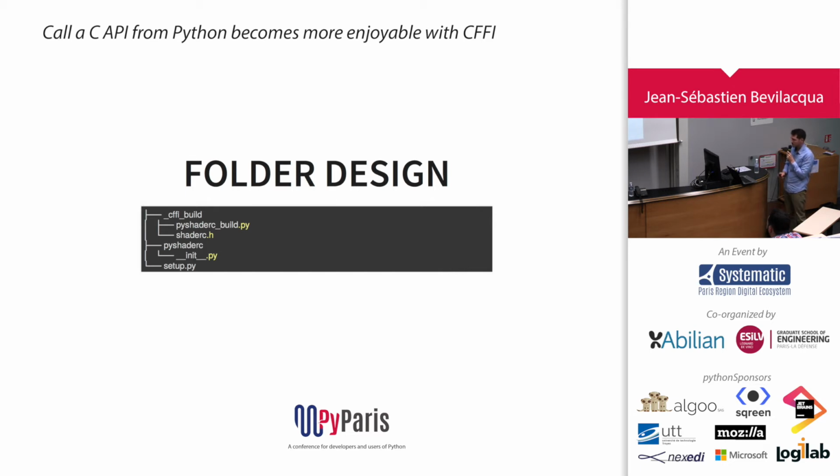ShaderC.h contains function signatures and structs of ShaderC. Hopefully, Google has done a C header for us, because it's C++ behind. So we just copy-paste the header provided by Google, and CFFI handles it. PyShaderC build here is used to generate the Python extension. Next, we have the PyShaderC folder here containing our wrapper. And finally, we'll take a look at the setup file with a special CFFI feature.